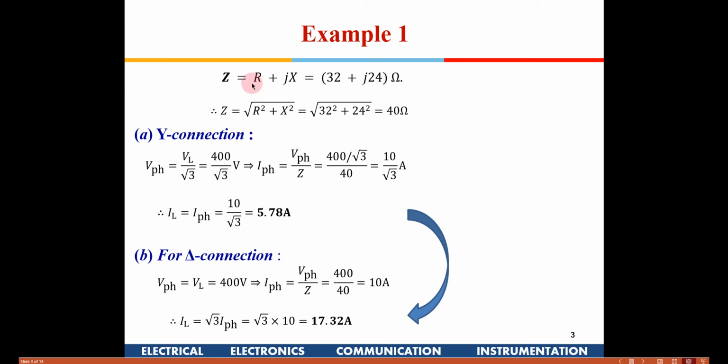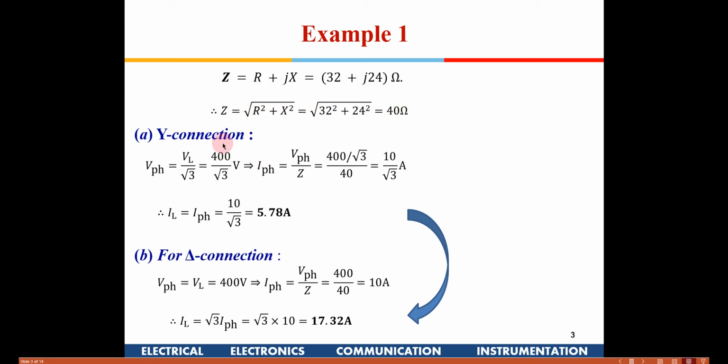First we need to compute Z, the total impedance, because of the resistance as well as the inductance together. So 32 ohms pure resistance and 24 ohms inductance. So we write it as 32 plus j24. Because it's an inductor, we write a j. So the magnitude will be root of R squared plus X squared, which comes to be 40 ohm.